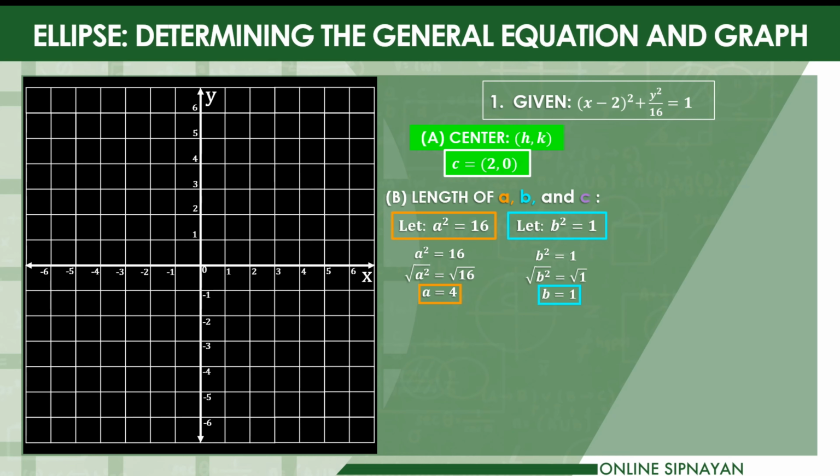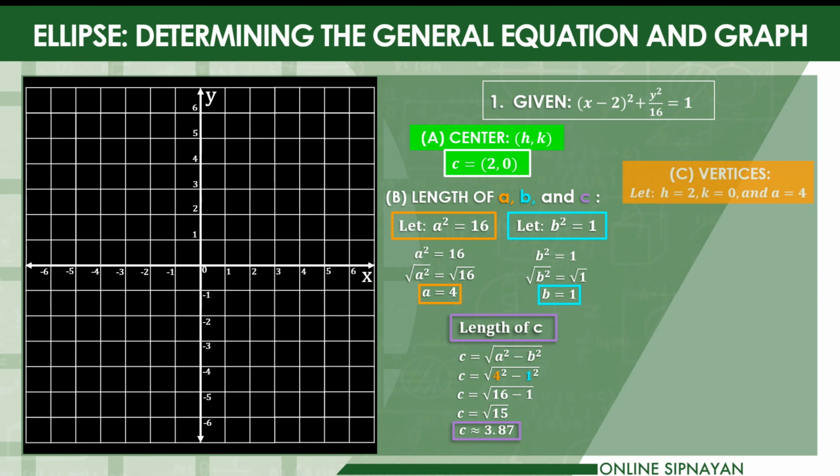Now that we have the values for the length of a and b, we can now determine the length of c by substitution. So we have c is equal to square root of a squared minus b squared. Then substitute the values of a and b. We have c is equal to square root of 4 squared minus 1 squared. Then simplify, we'll have c is equal to square root of 16 minus 1. And simplify again, we'll have c is equal to square root of 15. So the length of c is approximately equal to 3.87 units.